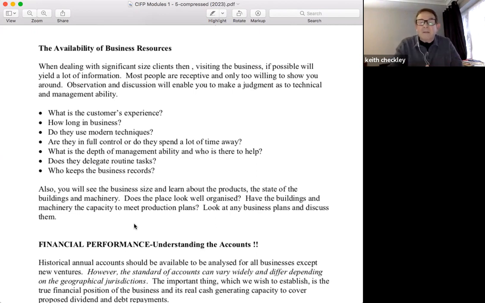Any comments on that bit so far? Anyone made any business visits? You don't have to give us the name, but it would be good to know if anyone made any business visits and what did they make of it?